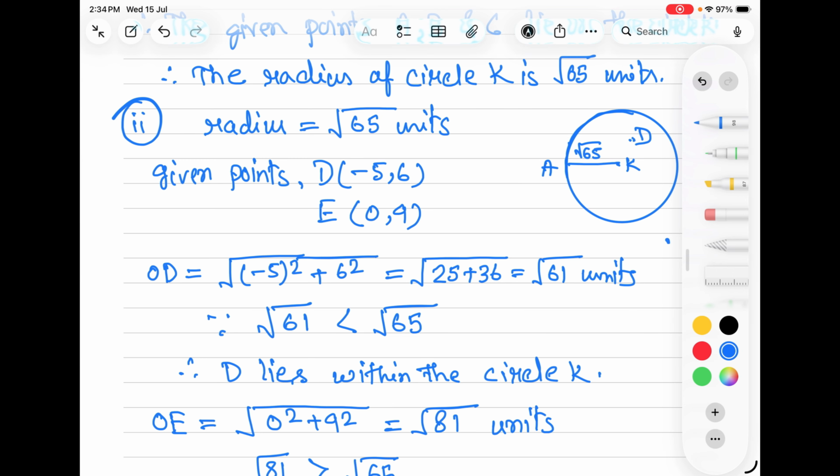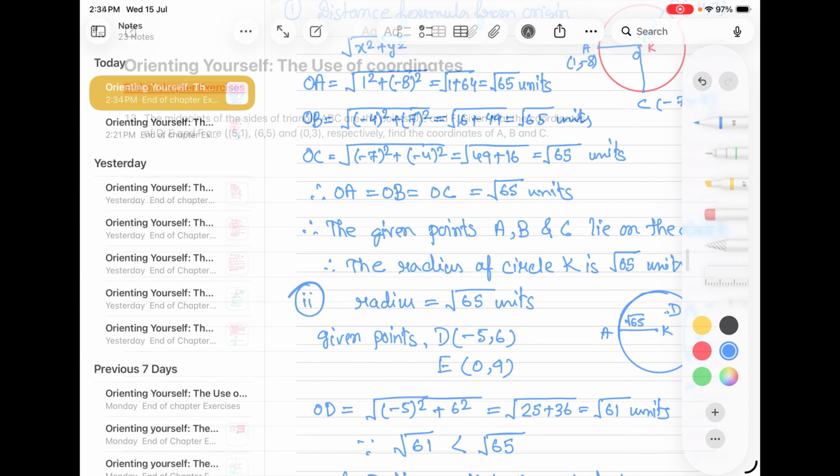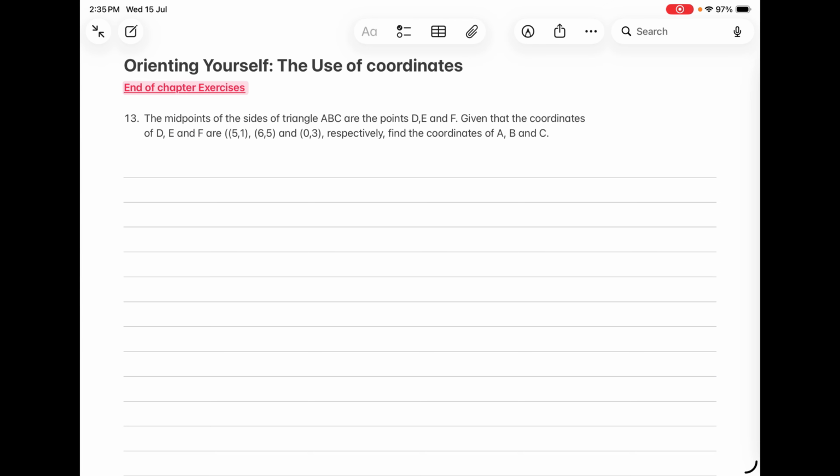Now come to the next question. Question number 13. The midpoints of the sides of triangle ABC are points D, E and F. Given that the coordinates of D, E and F are 5, 1, 6, 5 and 0, 3 respectively. Find the coordinates of A, B and C. There is A, B and C.